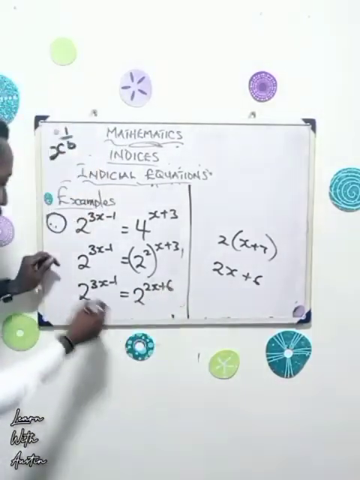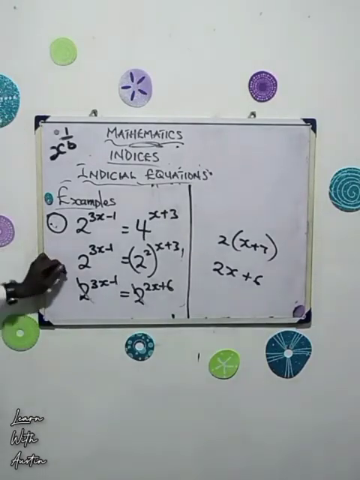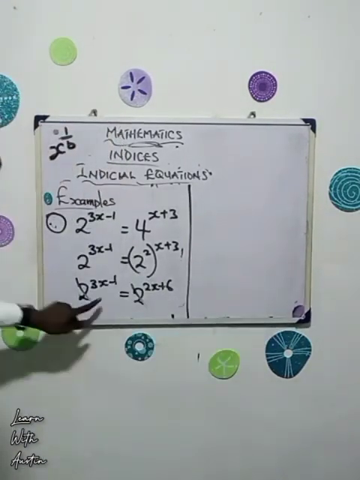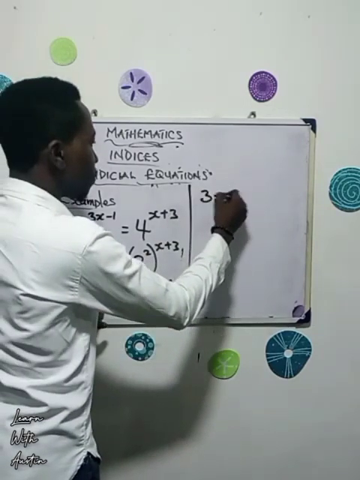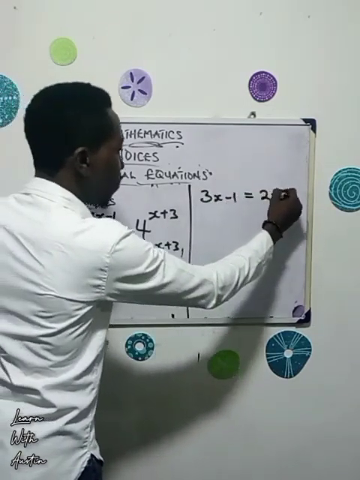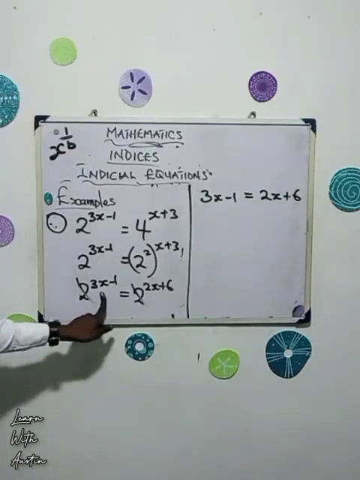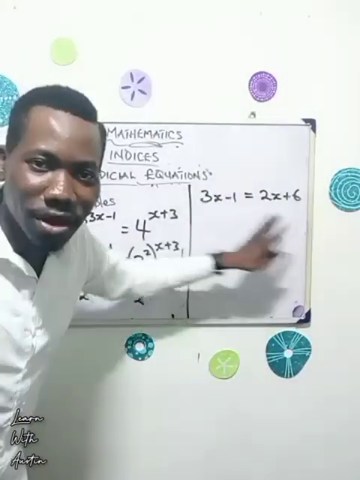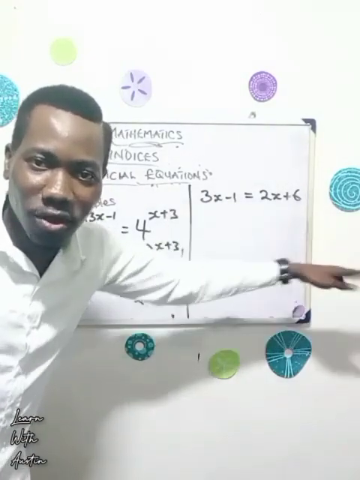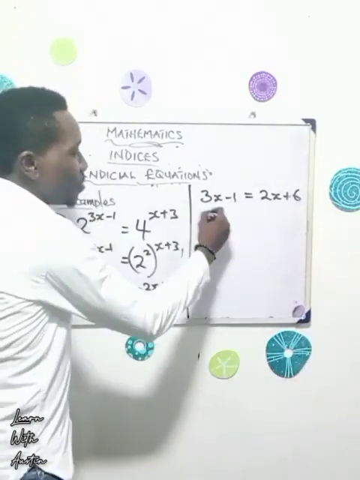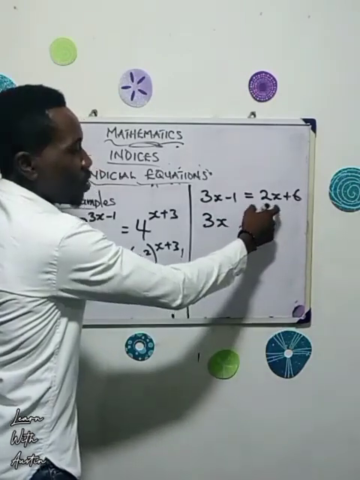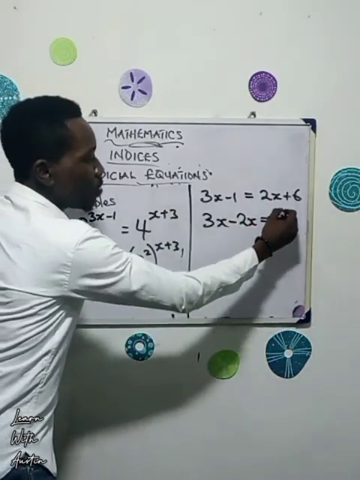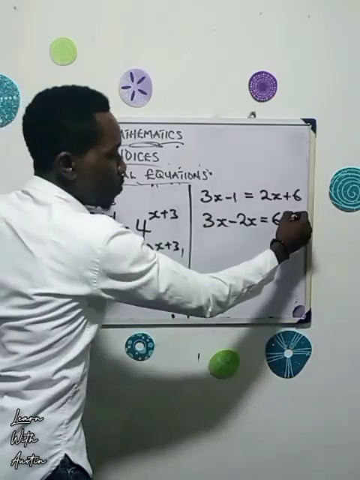So my 2 cancel 2, and you have 3x minus 1 equals 2x plus 6. Then what's the next thing we're going to do here? We're going to collect like terms, alright? So bring the x's one side and take the constants the other way. So we're going to have 3x, then plus 2x comes over, becomes minus 2x, alright? So equals 6, minus 1 goes over, becomes plus 1.